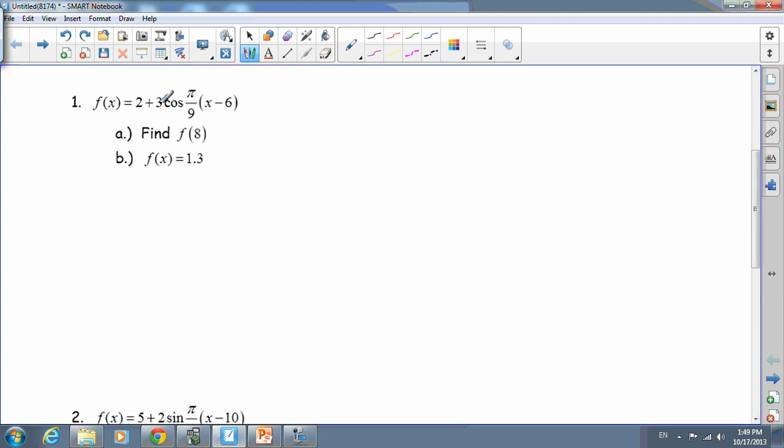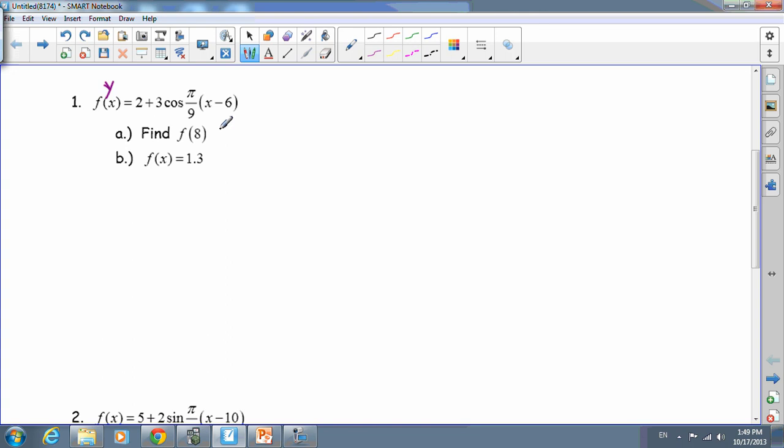Is f of x equal to 2 plus 3 cosine of pi over 9 times (x minus 6)? You should understand that f of x is the same thing as y. So I can also say y equals 2 plus 3 cosine of pi over 9 times (x minus 6). Let's first find f of 8. To find f of 8, all you have to do is replace x by 8.